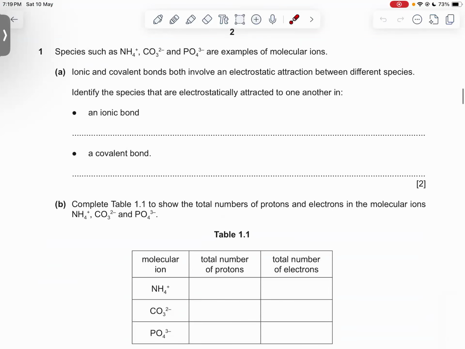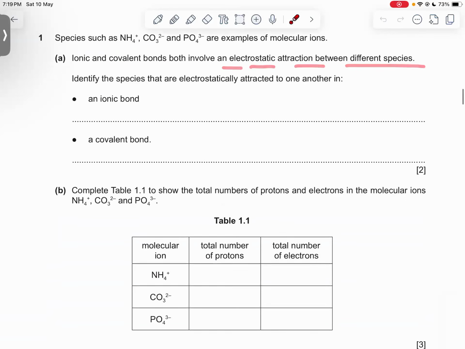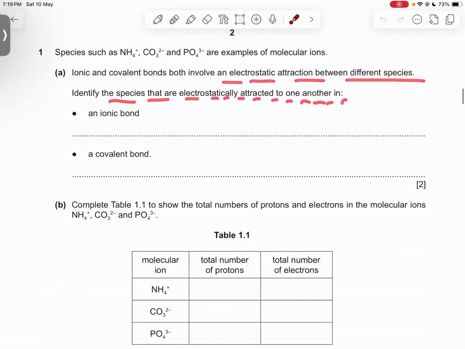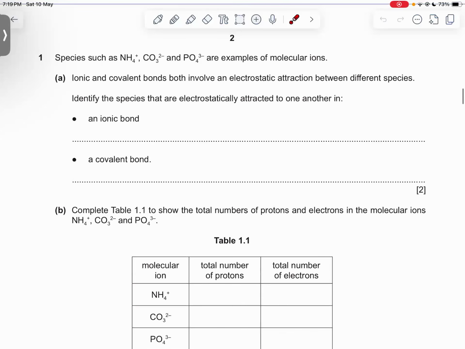All right. Ionic and covalent bonds both involve electrostatic attraction between different species. Identify the species that are electrostatically attracted to one another in an ionic bond and a covalent bond. So basically, over here we want to identify the species that are electrostatically attracted to one another. So we can say that ammonium ion will be attracted to phosphate ion because of an ionic bond, because they are oppositely charged, or ammonium ion is going to be attracted to carbonate ion.